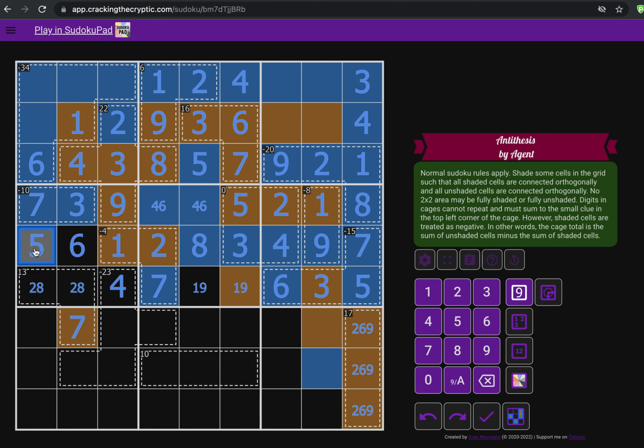5, 7. Oh, 5, 7 puts a 5, 7 there. Don't know if that helps. 5, 7. Oh, 5, 7 down here. Which means we must have 1, 2, 3, 4, 6, 8. That's the 8.